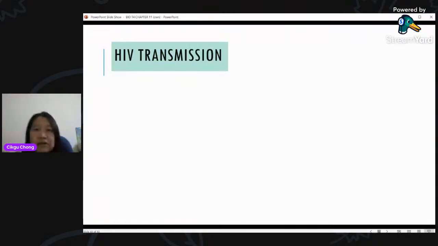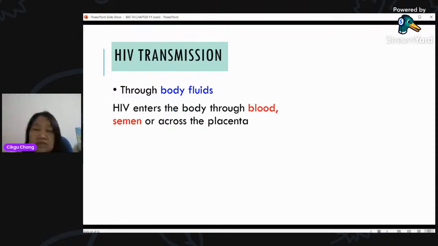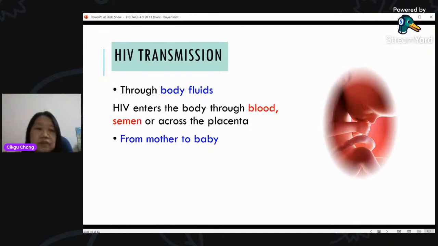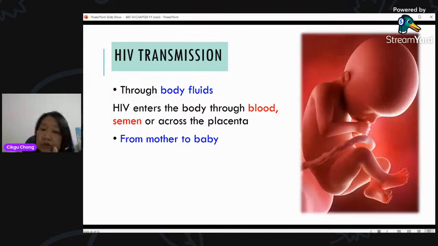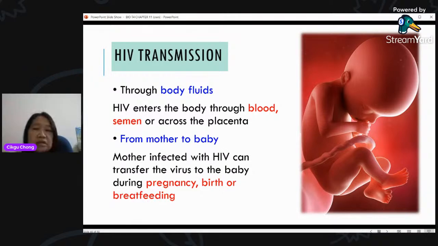Okay, how is HIV transmitted? How do you get HIV? There are a few methods. One is through body fluids, like it can enter through blood, semen, or across the placenta, especially from mother to baby. If the mother is infected by HIV or she has AIDS, the baby can also get it from the mother. The mother can transfer the virus to the baby through pregnancy, birth, or even breastfeeding.